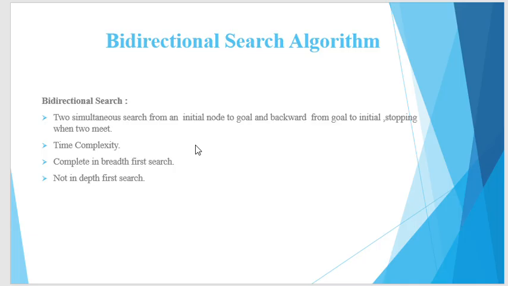It is an extension to breadth first search and depth first search, and it is a special kind of technique. Why is it special? Because it runs two simultaneous searches, one forward from the initial node to the goal and one backward from the goal to the initial node, and it stops when the two meet.